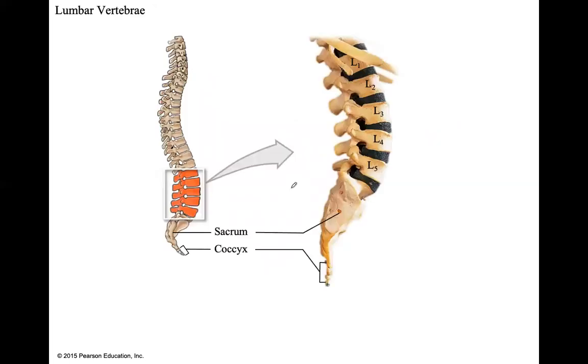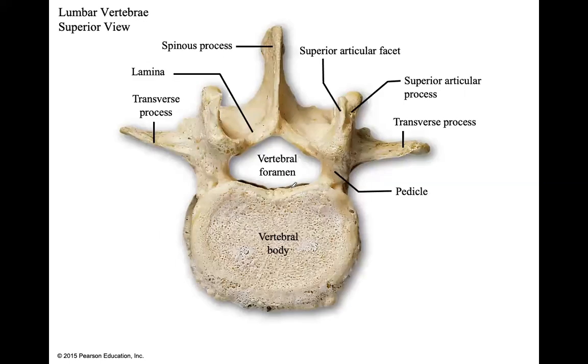Okay, let's look at the lumbar vertebrae. There are 5, L1 to L5. Now, when we look at the lumbar vertebrae, they are the largest. They have the largest, thickest, heaviest vertebral body. They have distinct transverse processes, but they have short, knobby spinous processes.